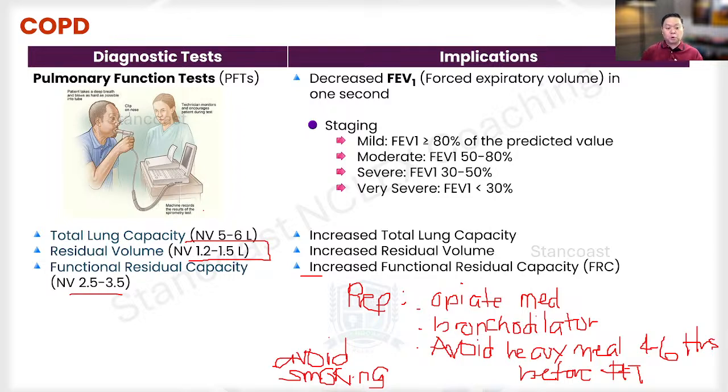Maybe your role in the NCLEX exam could be a nurse at the provider's clinic, or maybe you are the med-surg nurse teaching your patient to get prepared for this diagnostic test. Okay, so again, think about the opiate use, the bronchodilator use, avoiding a heavy meal 4 to 6 hours before the testing, avoiding smoking, and also making sure that they are wearing the most comfortable type of clothing.